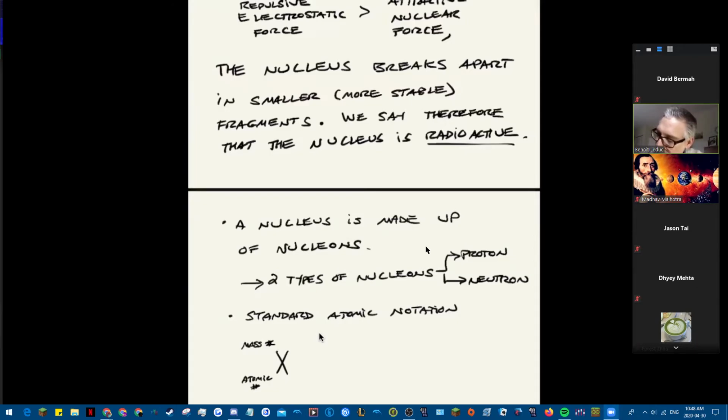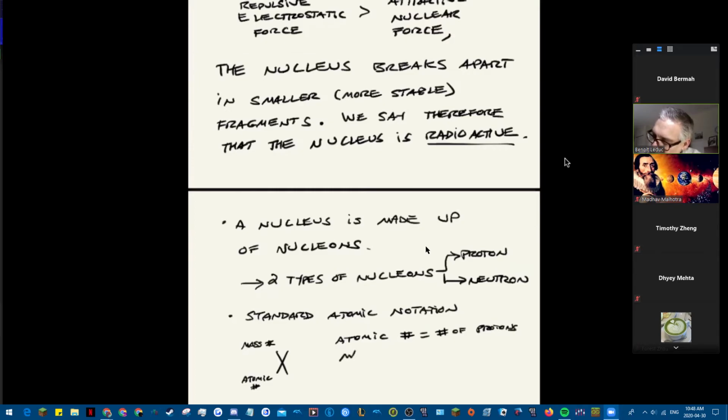And you might remember the atomic number. What does the atomic number give? Number of protons. Very good.